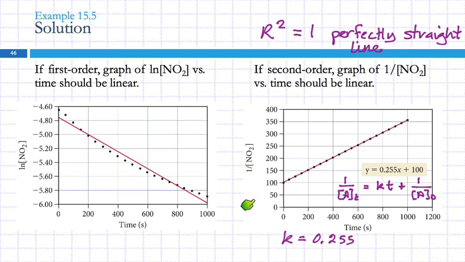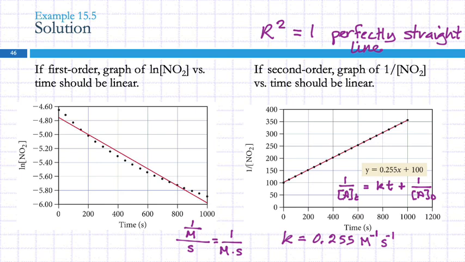The units on y are 1 over molarity, and the units on x are seconds. And so if we simplify that fraction, we've got 1 over molarity times second, or M to the minus 1, s to the minus 1. You can also find those units by plugging units into the second order rate law and seeing what you need. Any questions?